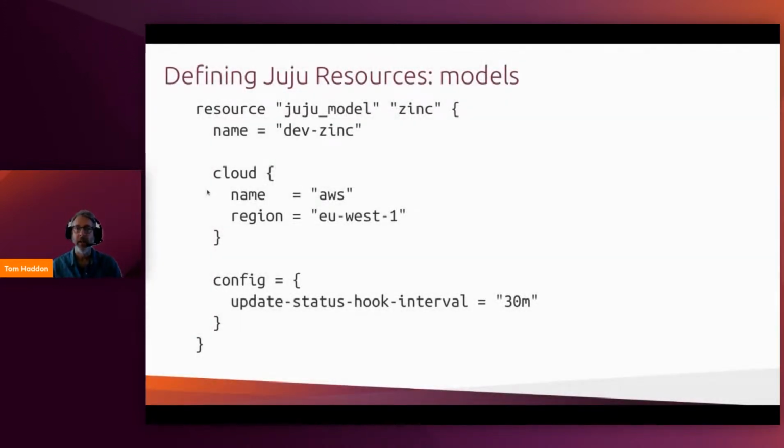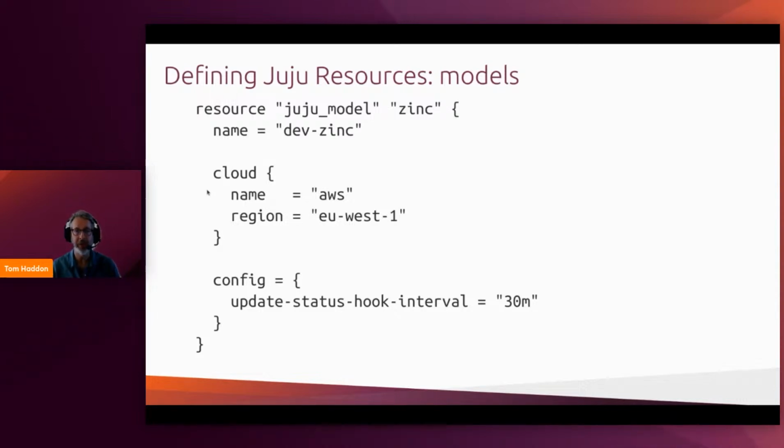Okay, let's start looking at some of the resources that we need. The first one is a model. This is a snippet of Terraform configuration that says that you would define a Juju model resource, and you would give it a Terraform internal name of Zinc. And then we have some key value pairs that allow us to define various properties of that model. The first one, the name, is what the name of that deployed model in Juju would be. So in our case, it was dev-zinc. So we have dev-zinc there.